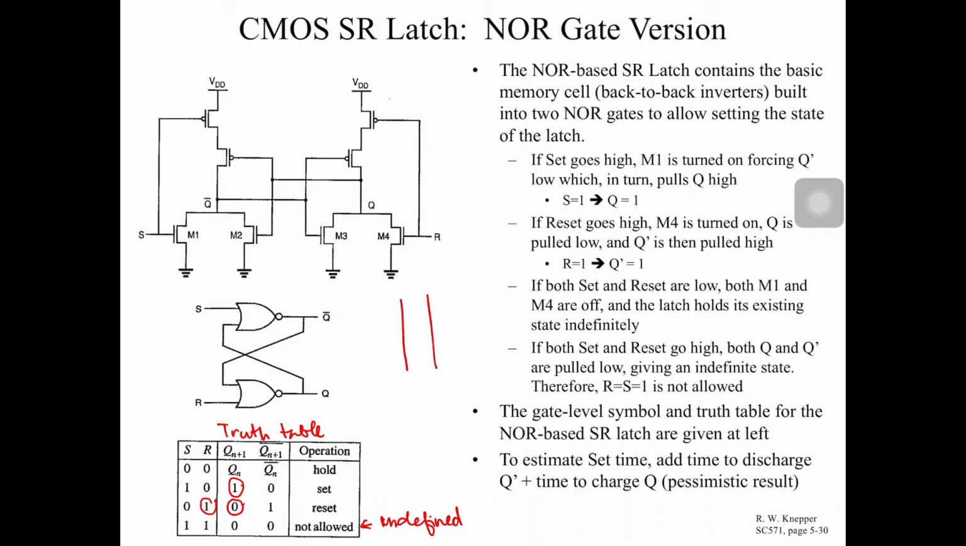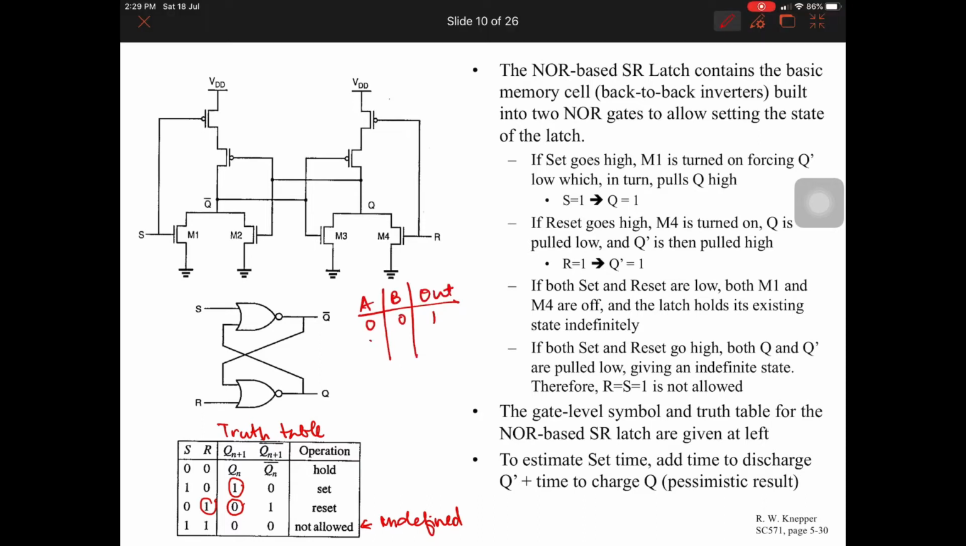This is a NOR gate. For a NOR gate with inputs A and B: 0, 0 gives 1; 0, 1 gives 0; 1, 0 gives 0; and 1, 1 gives 0. The NOR gate can be implemented in complementary CMOS as two parallel NMOS and two series PMOS, and these are connected back to back.